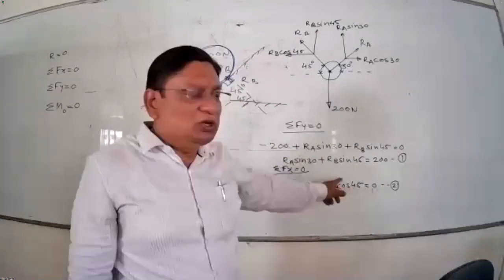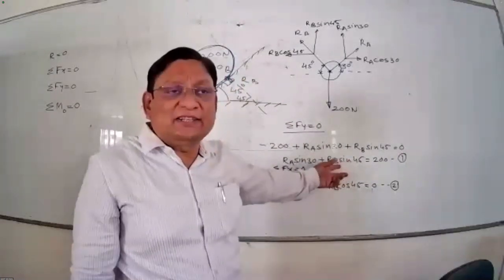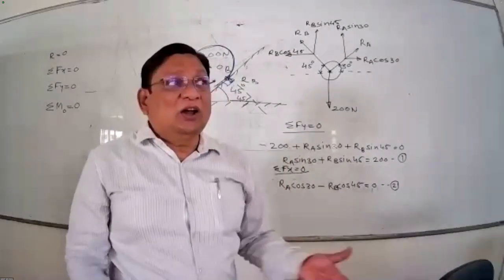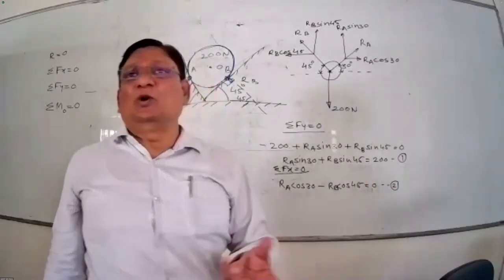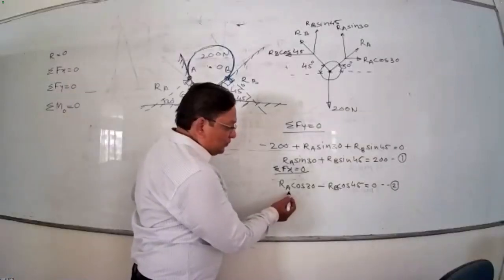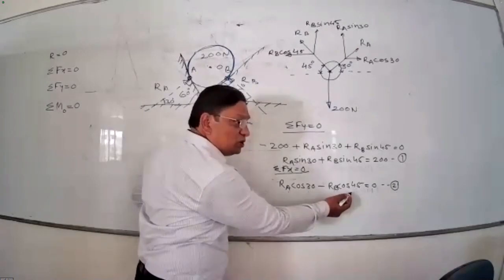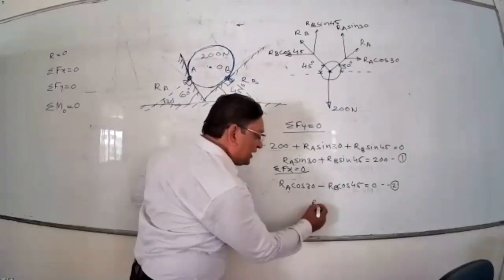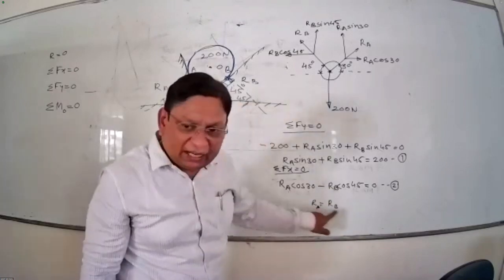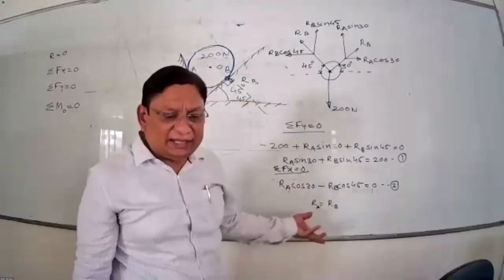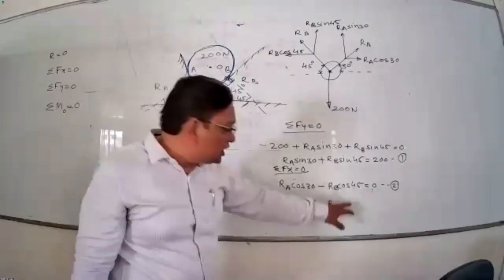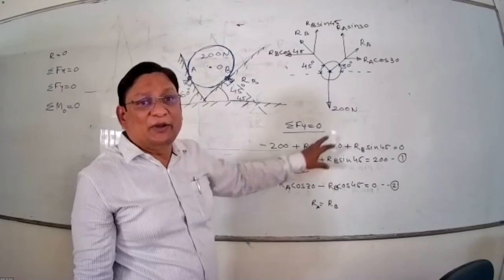So solve the simultaneous equations 1 and 2, and directly you will get the value of RA and RB. Or another method is, if you don't want to solve the equations together, you can write the equation for RA. Cos 30 you can substitute, cos 45 you can substitute. You will get the equation for RA in terms of RB. Only one equation, one unknown will be there, and you can solve this equation.